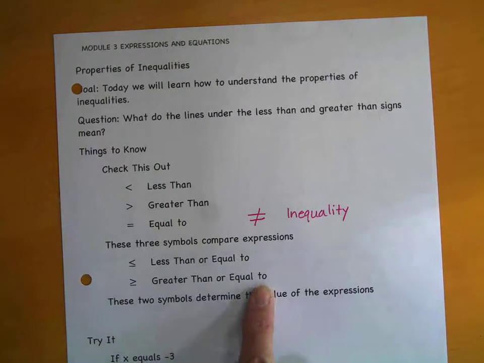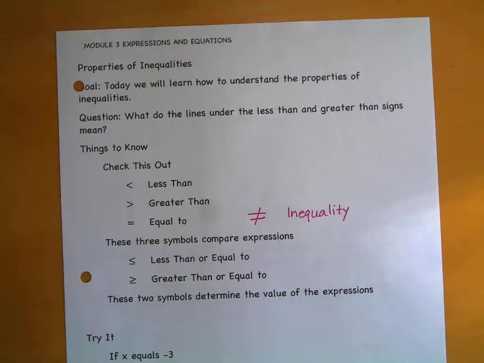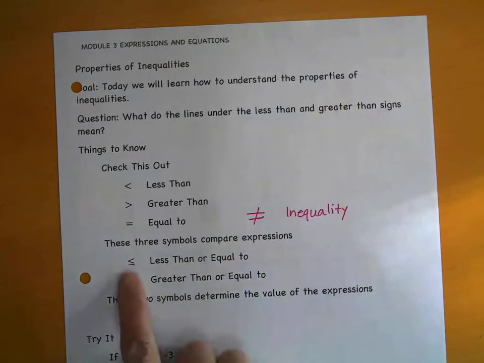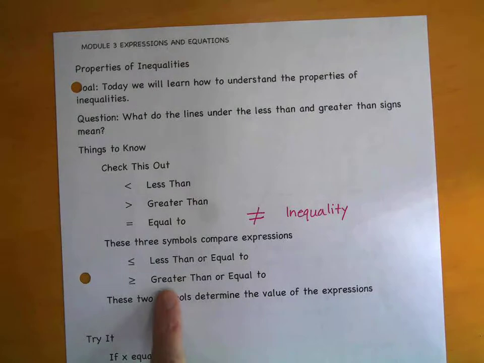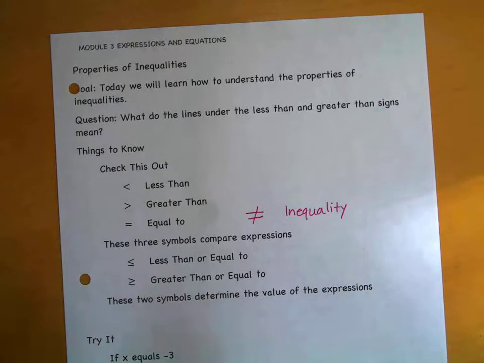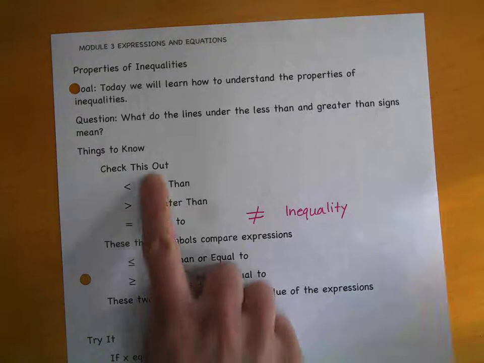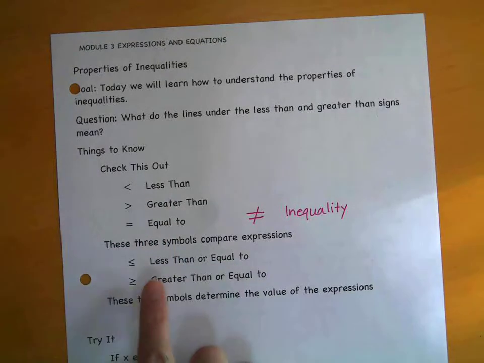And the reason why we have to have that is that sometimes an answer, if it has more than one answer in it, can be any number that is equal to or less. So that's why we call it less than or equal to. The answer could also be any number, exactly that number, or more. And so we have to have these symbols because that includes all the values that it could be. Okay? These two symbols determine the value of the expressions. These three symbols compare the expressions. So these three compare them, and then these two determine the value of them. So what they actually are equal to.